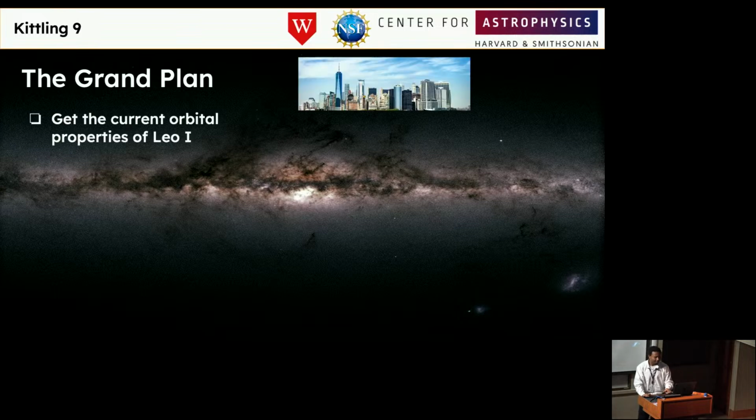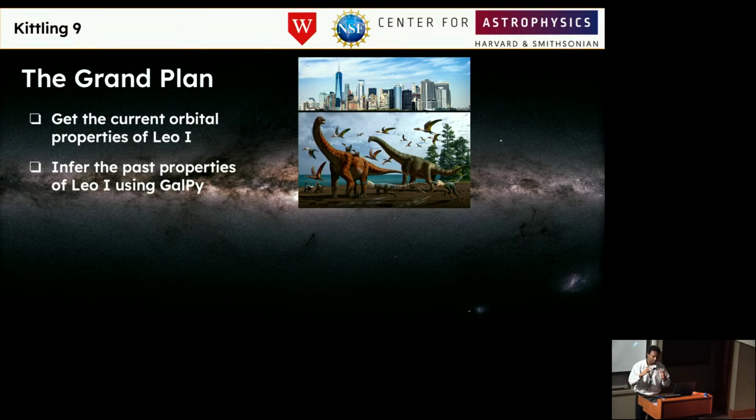So the first step is to get the current orbital parameters of Leo 1, using current-day modern technology. With this, we can use these properties to infer the past properties of Leo 1 using this Python package called Galpy. So basically find out how Leo 1 looked when there were dinosaurs walking around.